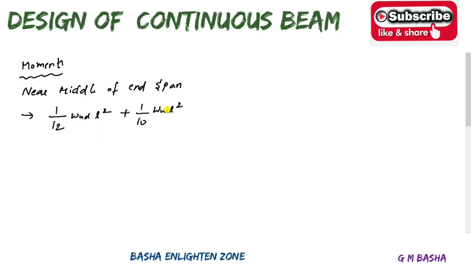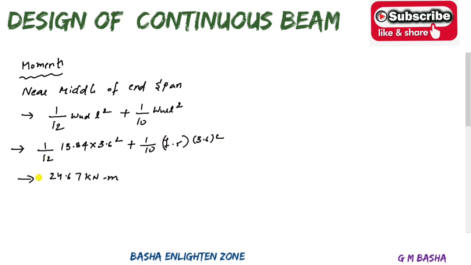Generally for a simply supported beam, maximum moment will be WL square by 8. But here for a continuous beam, you can take WL square with the given coefficient. So this is the formula you have to remember. And 1 by 12 WUD: the factored load is fixed, that is 13.84, into effective length 3.6 whole square, plus 1 by 10 of 7.5 into 3.6 whole square. If you simplify this, you will get around 24.67 kilonewton meter. So these are the positive moments.